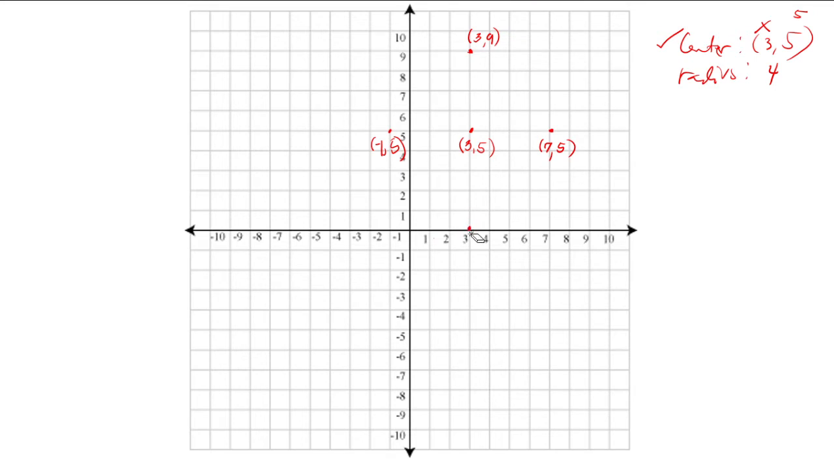Ay, bakit 5? Mali yung bilang ko, no? 4 units lang. So, 1, 2, 3, 4. Dito lang siya. So, this is point 3 and positive 1. Okay? And then after that, if you want, pwede kang gumamit ng compass. Yung isang leg nandito, yung isang leg nandoon, tapos i-turn mo na.